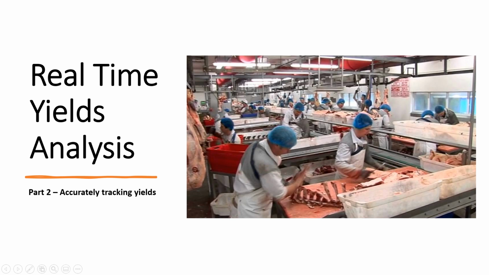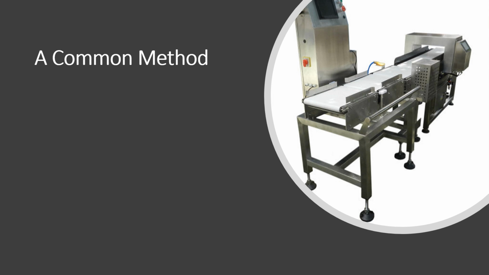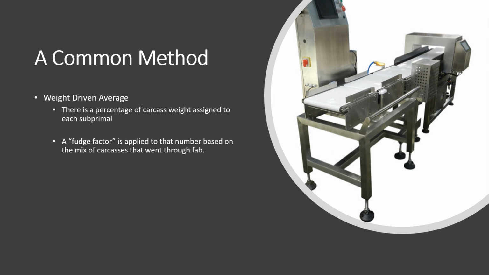Real-time yields analysis. Part 2, accurately tracking yields. A common method is a weight-driven average. There is a percentage of carcass weight assigned to each subprimal. A fudge factor is applied to that number based on the mix of carcasses that went through fab.